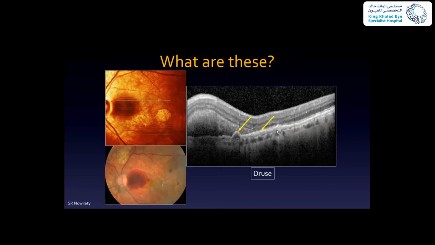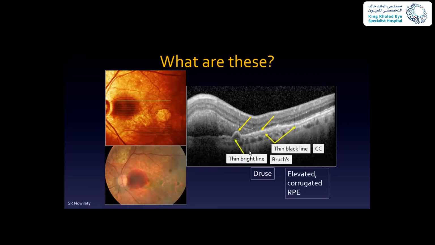So see how you can see the Brooks membrane right there. You see this white line? So the RPE is elevated. It's a dome shape. This is a pigment epithelial detachment or drusen. But here the RPE is corrugated and elevated from the Brooks membrane, so what we call a double layer sign. And here we can see this thin black line. That's the choriocapillaris. And then this thin bright line is the Brooks membrane.